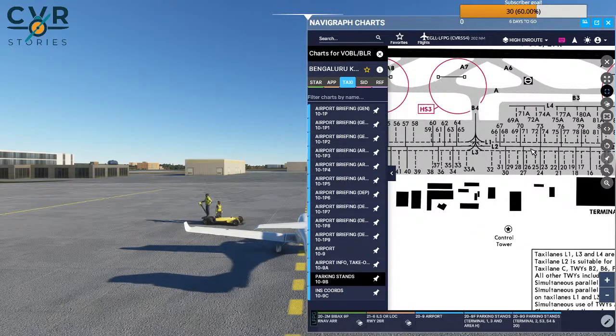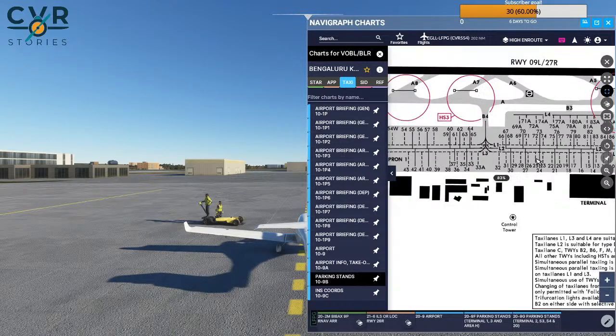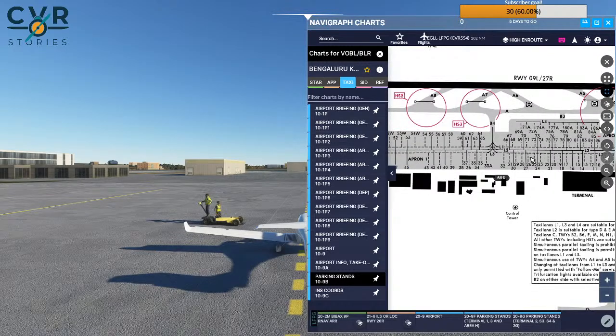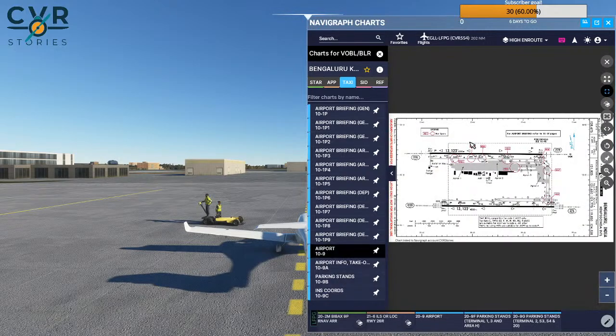So we push back here, we'll finish our pushback, we'll start up our engines. Then we'll request taxi. Now the ATC at this point can give us taxi in a few different ways. At this point, we would probably change over to the airport chart over here.